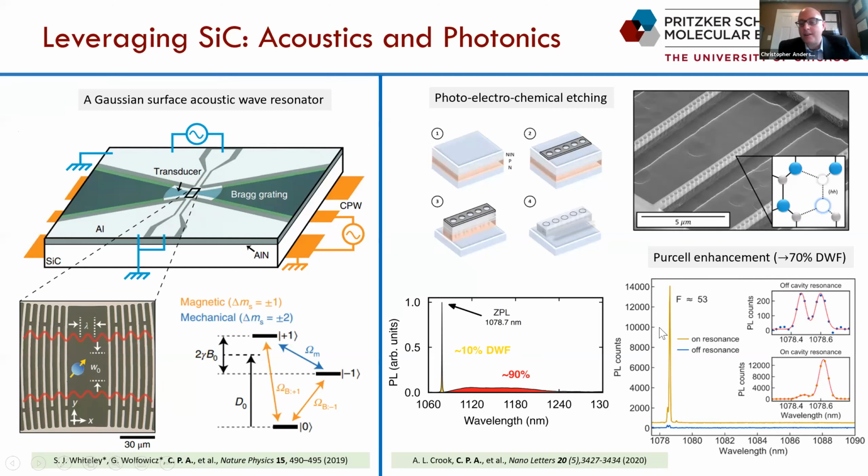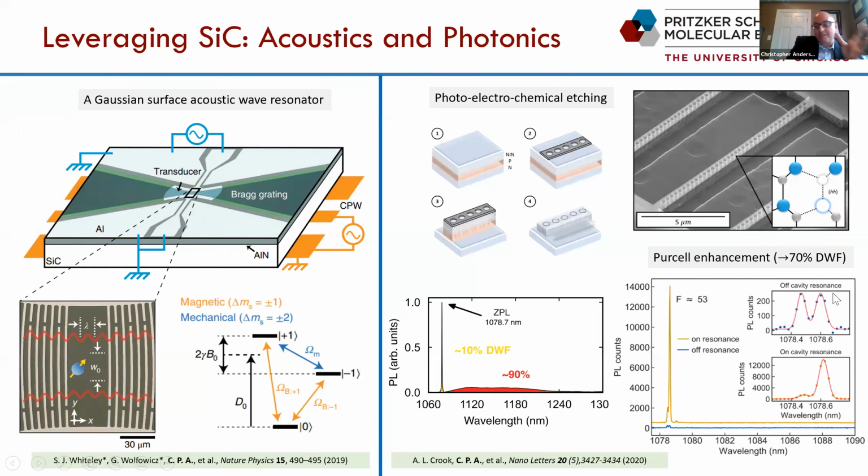Cool. So for this experiment on the right with the photonic integration, basically the idea is to engineer the photonic density of states to do a Purcell enhancement, where we can increase the fraction of light that's emitted in this photon sideband in the ZPL from 10% to almost 70%.